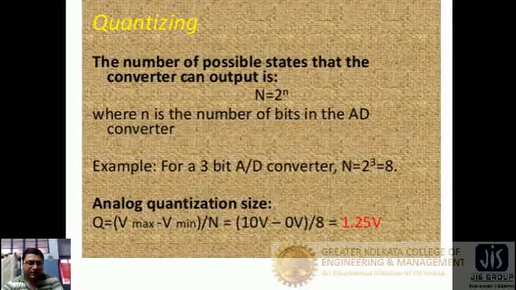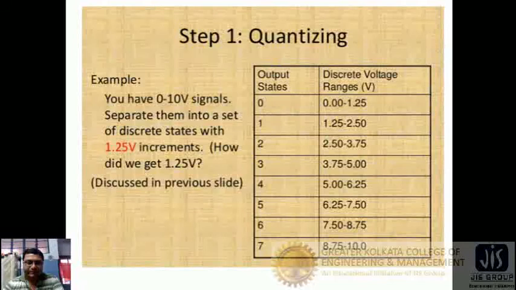So if we take a system of 10 volt, that means a system with an input signal which is changing from 0 to 10 volt, not more than 10 volt, it is a 10 volt limited system. So each step will have a gap of 1.25 volt. We'll discuss it in our coming slide. We'll see how this happens.